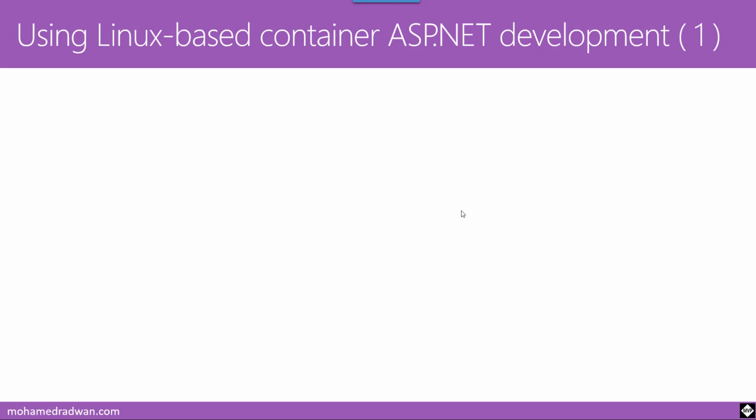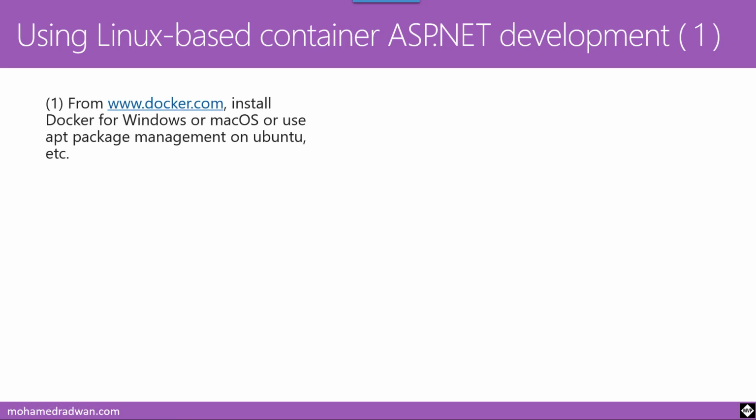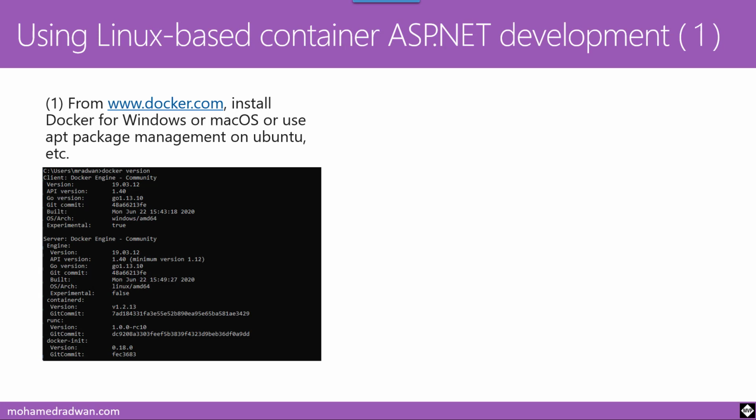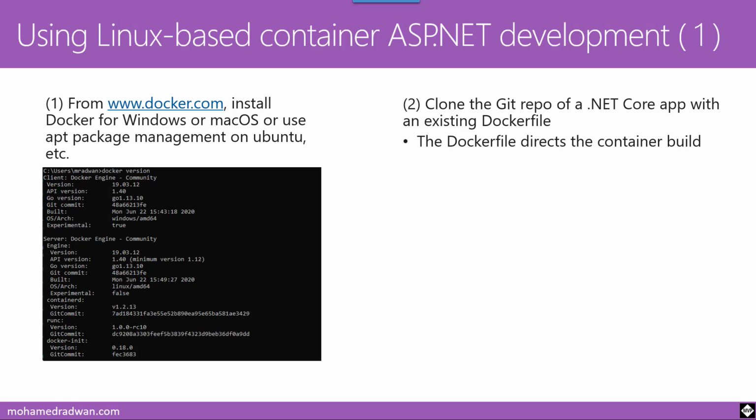Let's look at the workflow if I want to build an ASP.NET application. The first step is to make sure that you install Docker either for Windows or macOS or even Ubuntu. So you have to make sure that you have both client and server. Then clone the Git repo of a .NET Core application which exists with a Docker file. The Docker file directs the container to be built. This exists on my repo on GitHub, which is Muhammad Radwan DevOps .NET Docker Git. So if you just copy that, you will find the link in the video.